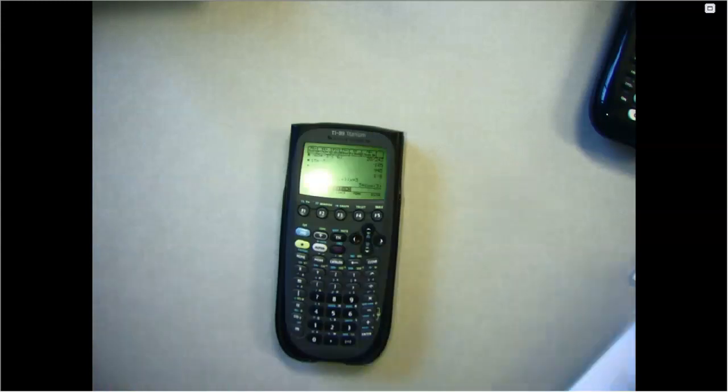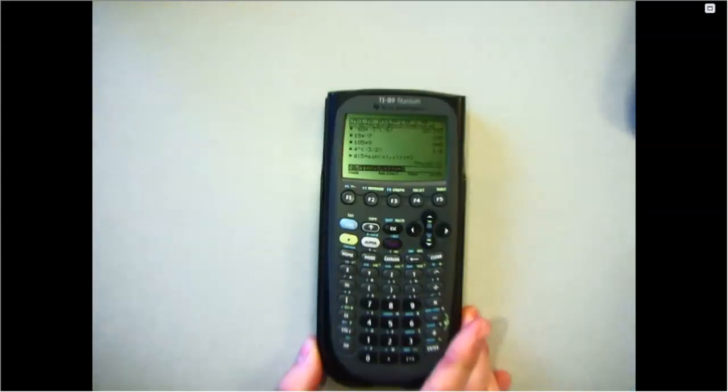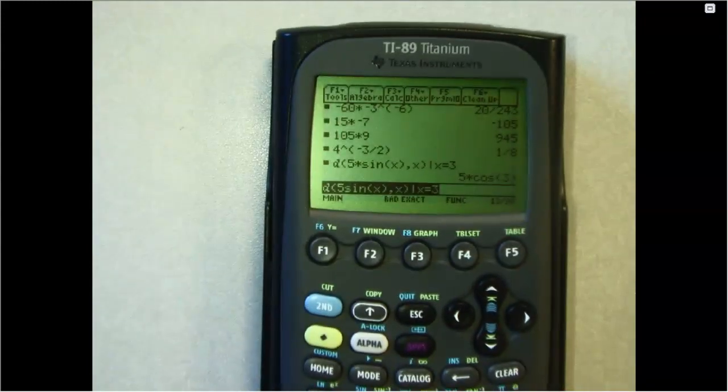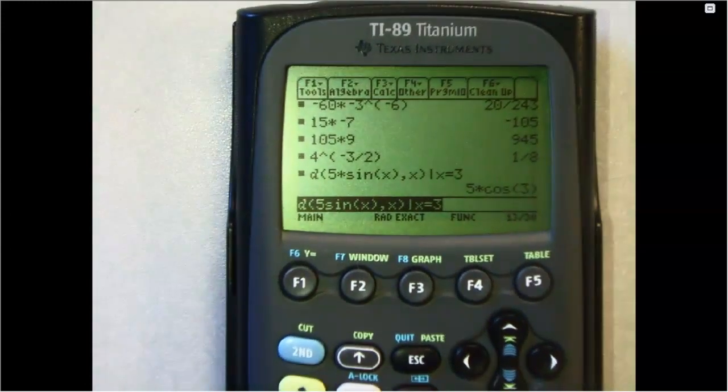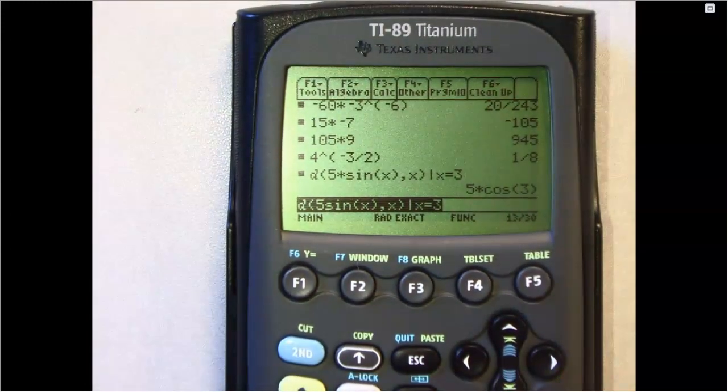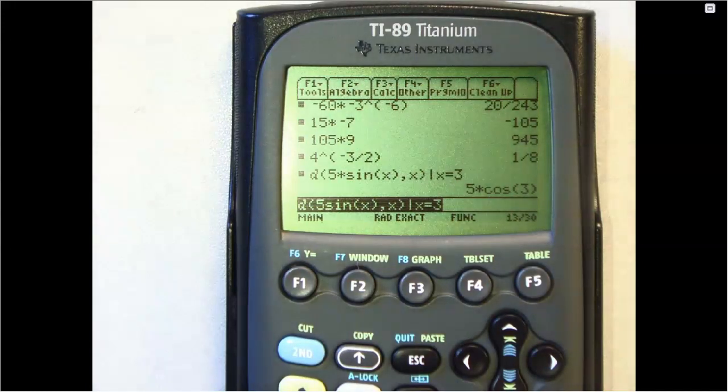Is there someone that knows how to do it on their calculator well enough that I could borrow theirs for a moment? Nerd. Yeah, nerds are cool. Is that the problem? Is that the one they're asking?